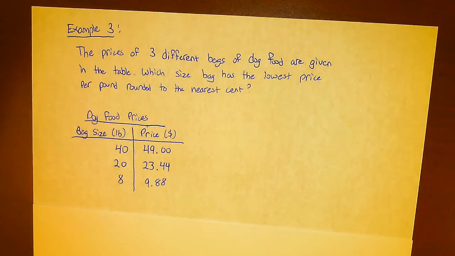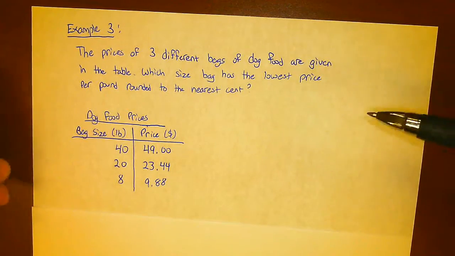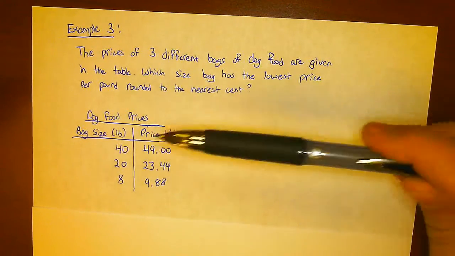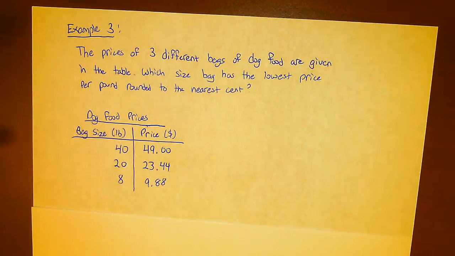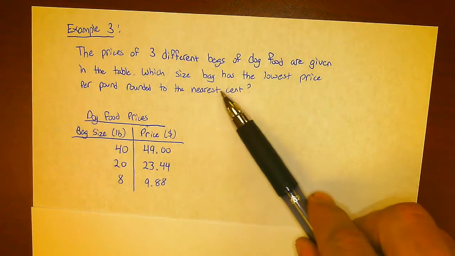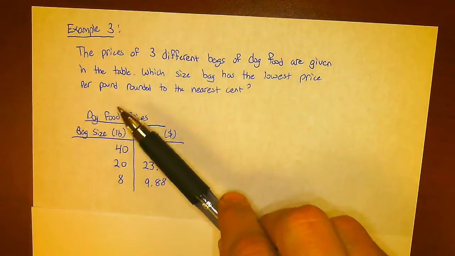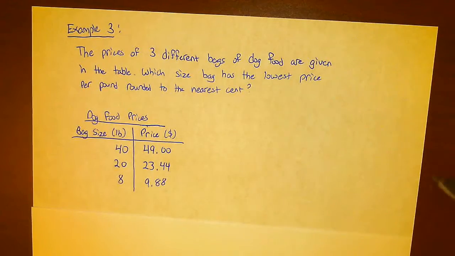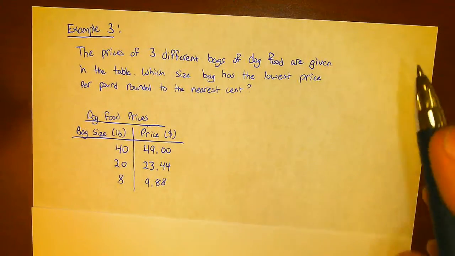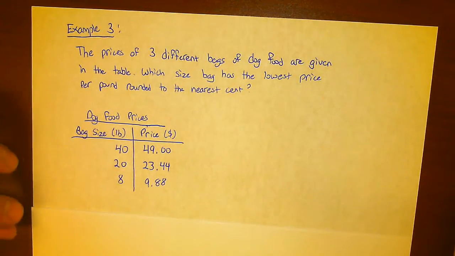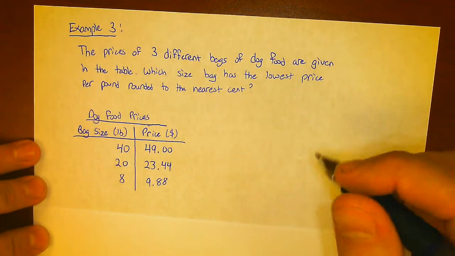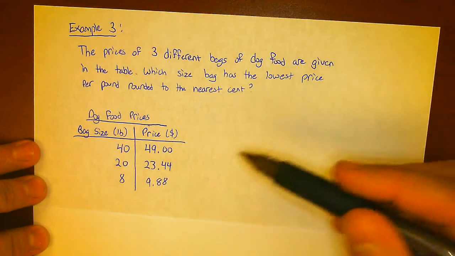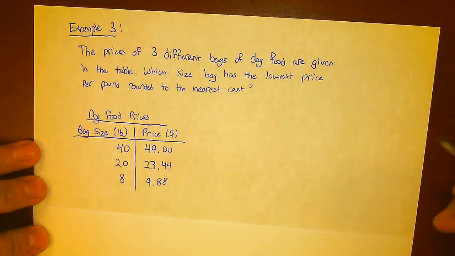So some might be confused on how to set up the fractions like we were before. Do we put the 40 pounds on top, or do we put it on the bottom? Same for price. Do we put it on the top or the bottom? Alright, so it kind of gives you a little hint. It wants to know which size bag has the lowest price per pound, per 1 pound. That means it wants you to find out per pound, which means it's going on the bottom. 1 pound is what it wants you to get down to for the unit rate. So we've got to find out which bag is the lowest per pound.